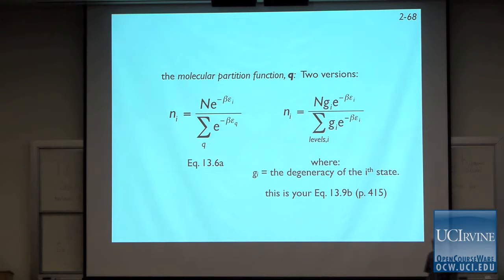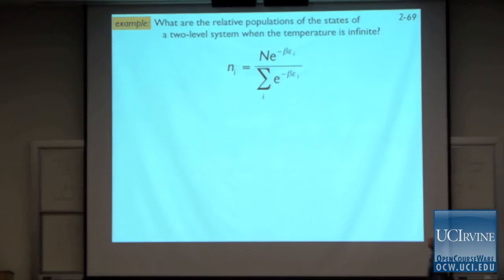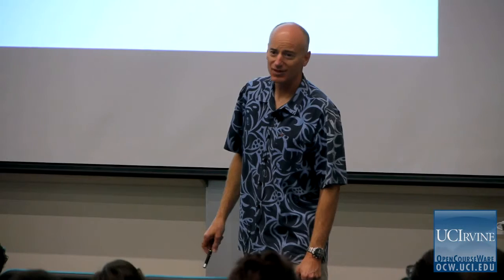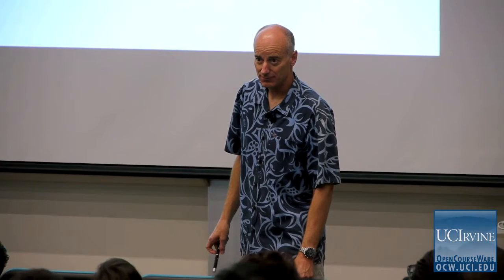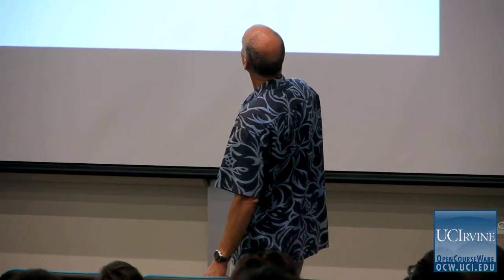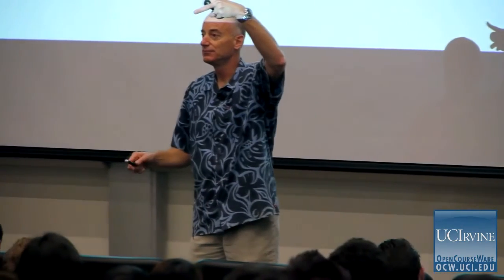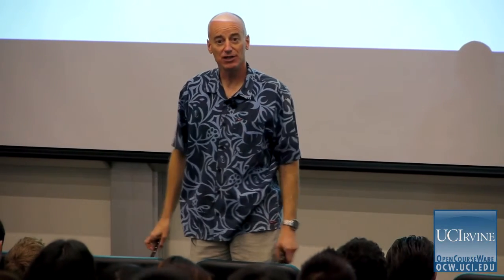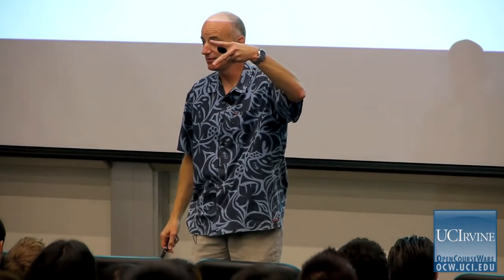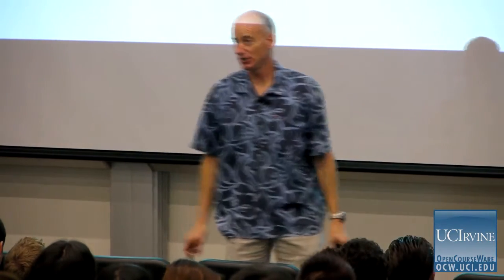I never learned anything until we start to do examples. So let's do some examples, and see if any of this starts to make sense. What are the relative populations of the states of a 2-level system when the temperature is infinite? We've got 2 states. Temperature is going to be very high. What's the relative population of those 2 states in a system that's got a lot of molecules in it? This happens to be a case that we encounter all the time.